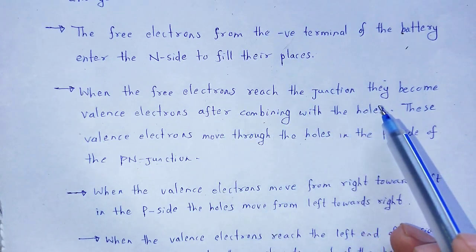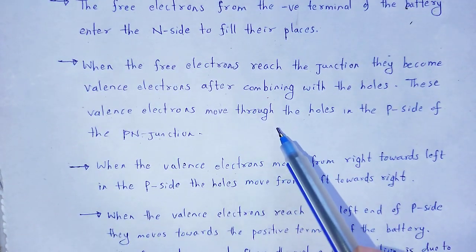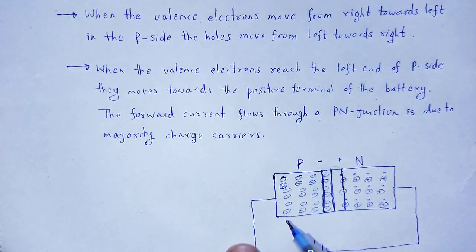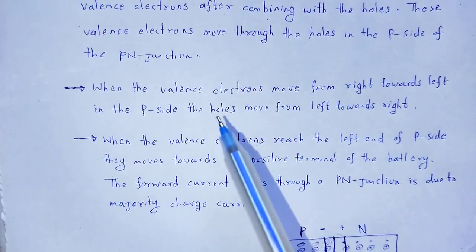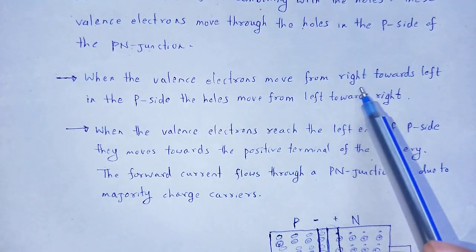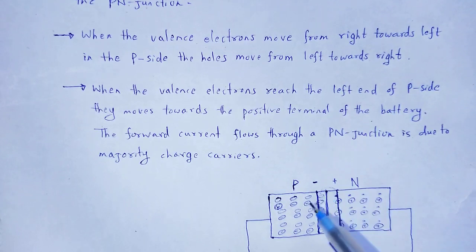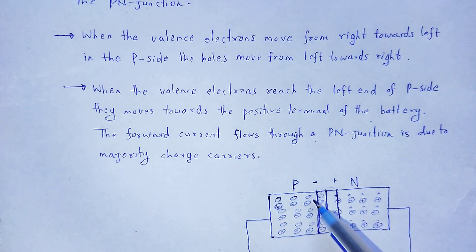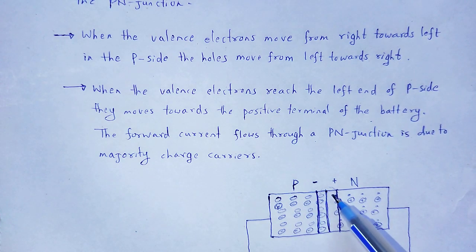When the free electrons reach the junction, they become valence electrons after combining with the holes, and these valence electrons move through the holes on the p side of the p-n junction. When the valence electrons move from right towards left on the p side, the holes move from left towards right.